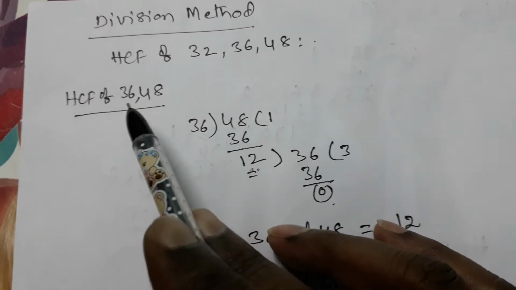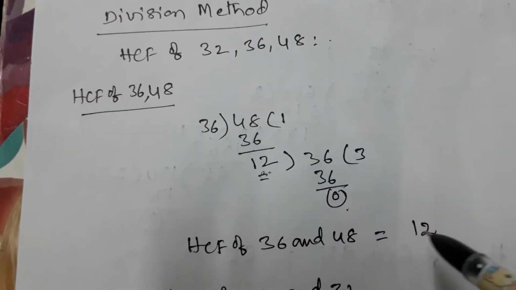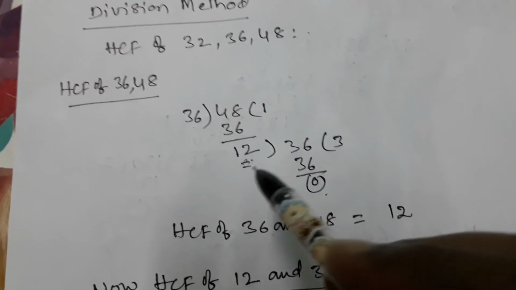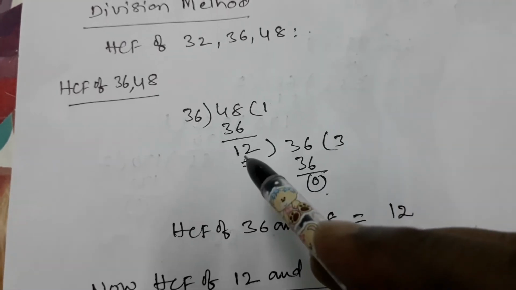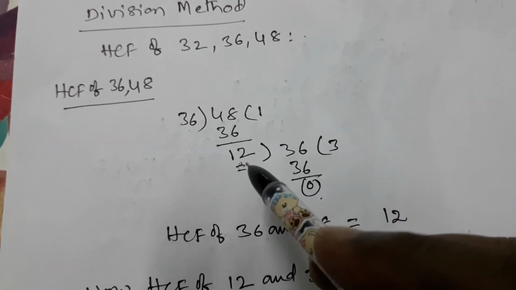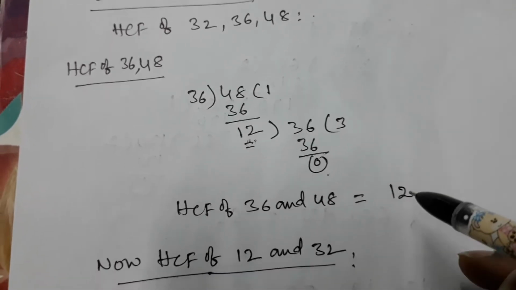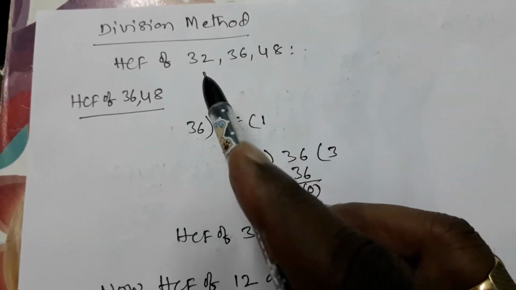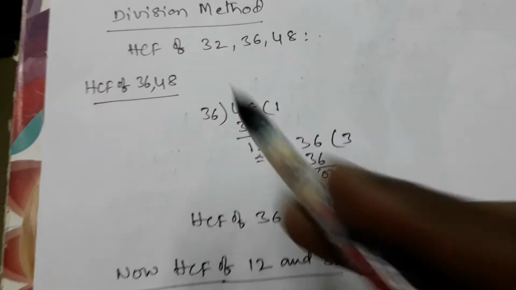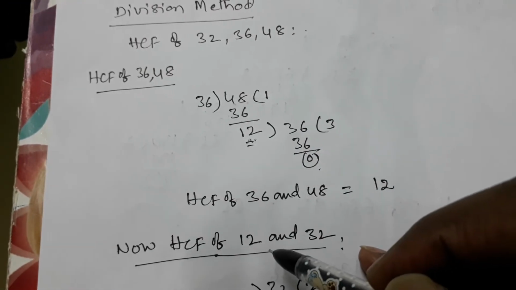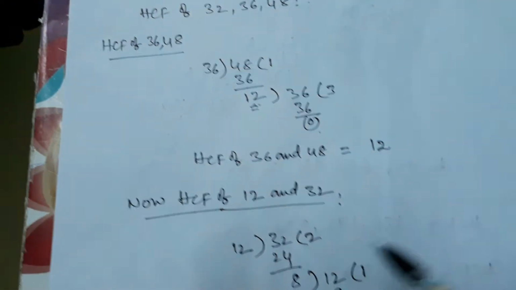So now the highest divisor for 36 and 48 is 12. This is the answer. This is the divisor, the highest divisor we are finding. So 12 is the answer. Now with this answer, again find the HCF with the next number. What is the next number? Another number is 32. So now again divide.